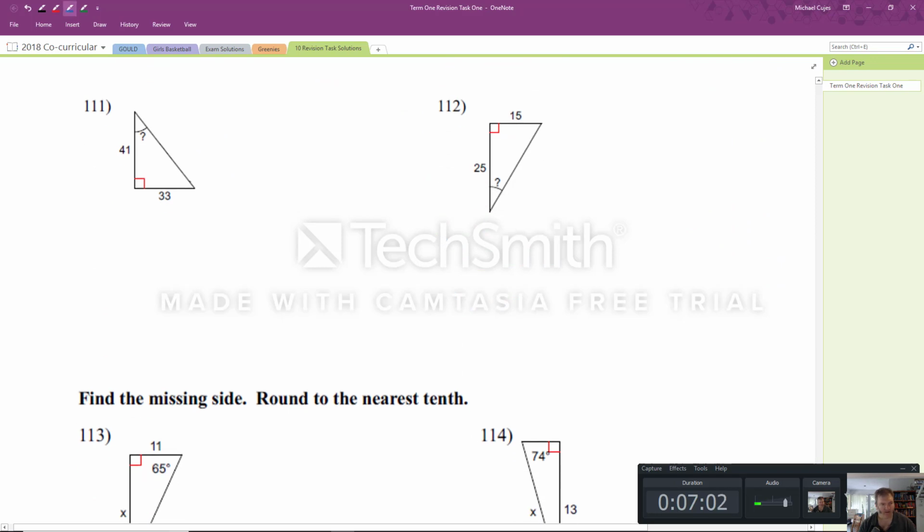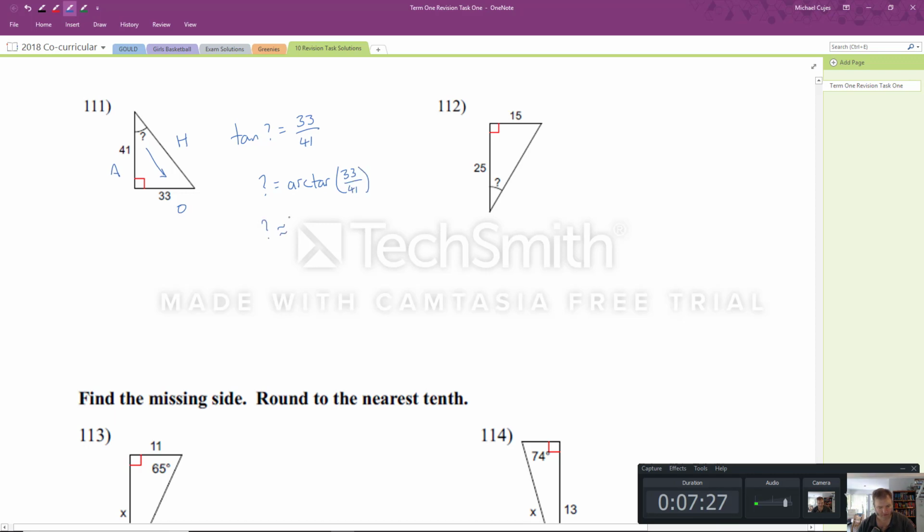Down to 111, looks like we have. There's a hypotenuse. This side would be opposite, and that's adjacent. That's a tangent ratio, isn't it? So the tan of the question mark equals 33/41. Question mark again, instead of writing tan -1, let's get in the good habit now of writing arc tan 33/41.